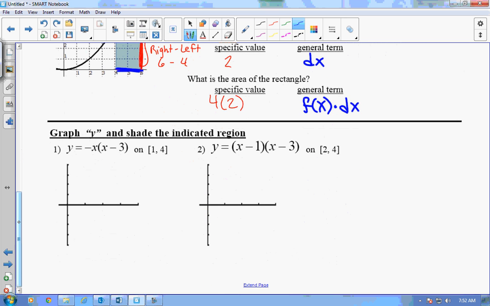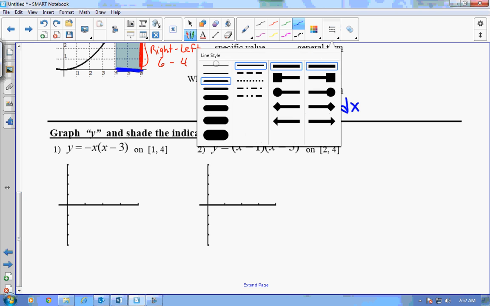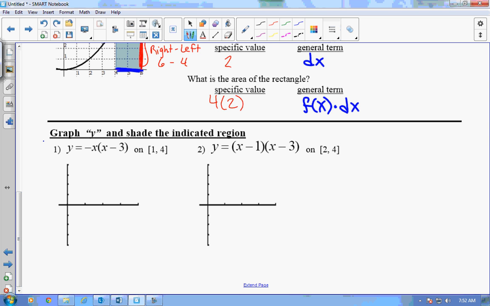Okay, number 1. Graph y and shade the indicated region from 1 to 4. Okay? What type of function is this? Quadratic. Why do we know it's quadratic? Because we have 2 x's, we multiply it so it becomes x squared. So isn't this the same as y equals negative x squared plus 3x?